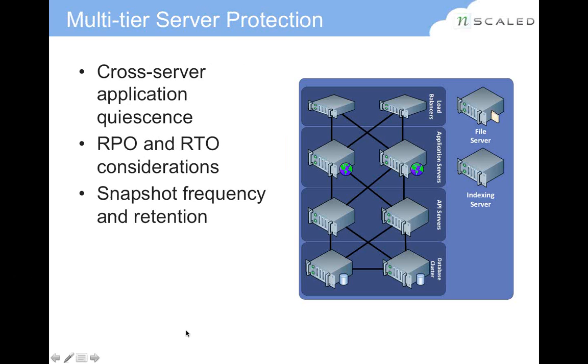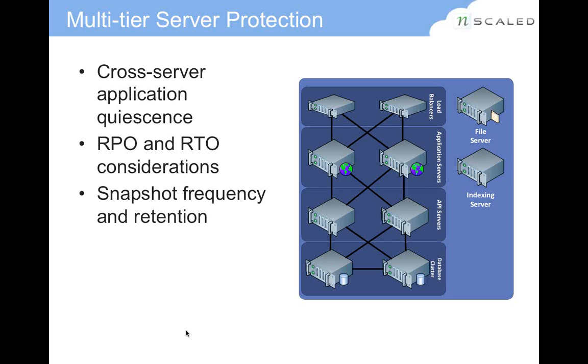Let's go a little bit deeper, though, into how this applies to multi-tier applications. So I coined a term, called cross-server application quiescence. And the idea behind cross-server application quiescence is that in a multi-tier application, you have a state across servers that needs to be preserved. You've got a database that has pointers probably to a file in a lot of cases, and those pointers need to be current.